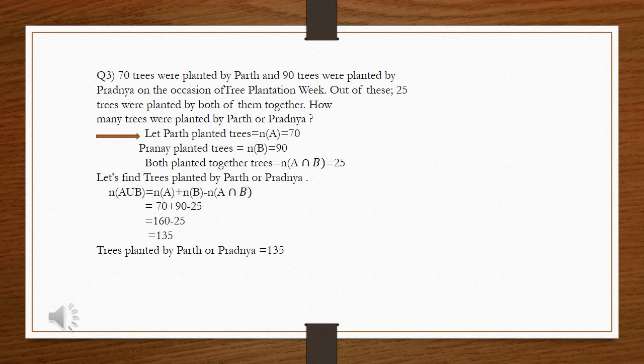We know the formula is n of A union B equals n of A plus n of B minus n of A intersection B. Just putting in these values, we get 70 plus 90 minus 25. So 160 minus 25 equals 135. That means n of A union B equals 135. So the trees planted by Parth or Pradnya equal 135. Got it?